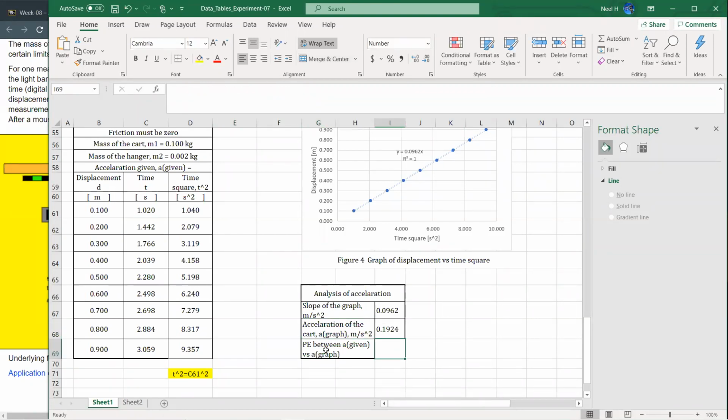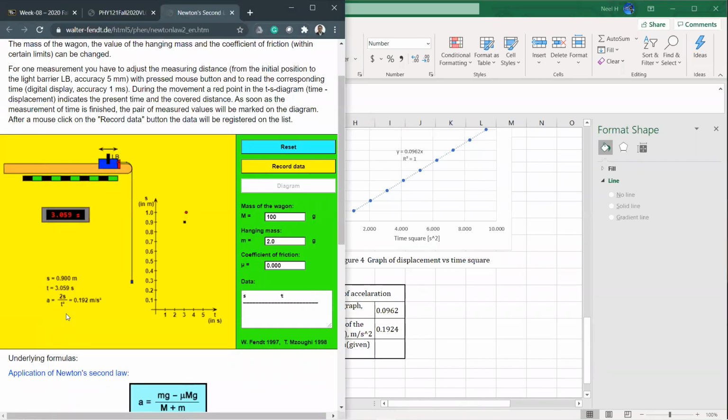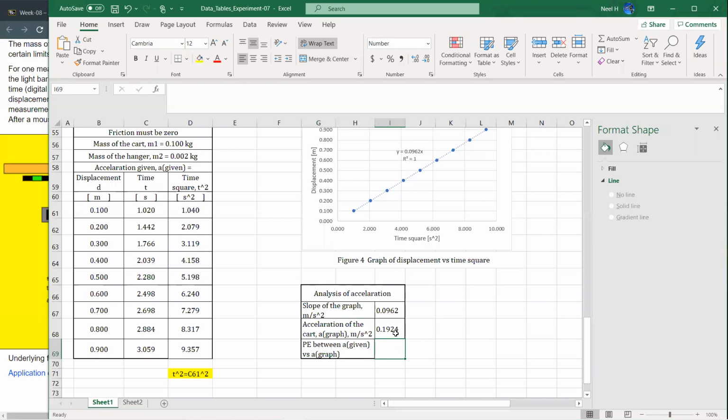Let's check this with the PE. PE means, if you go back to the simulator, it tells you the acceleration, right? See that? 0.192. So that's the expected one. Let's compare with that. So the expected one is 0.192. I have 0.1924. Let's compare it here.